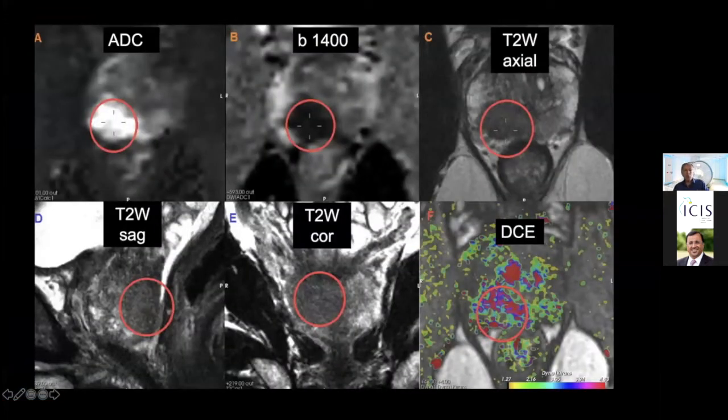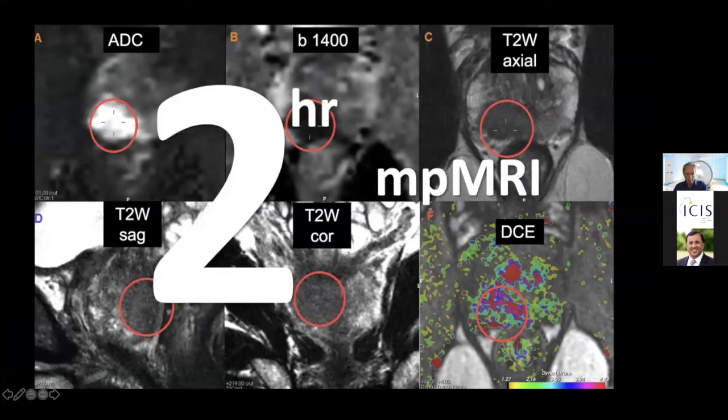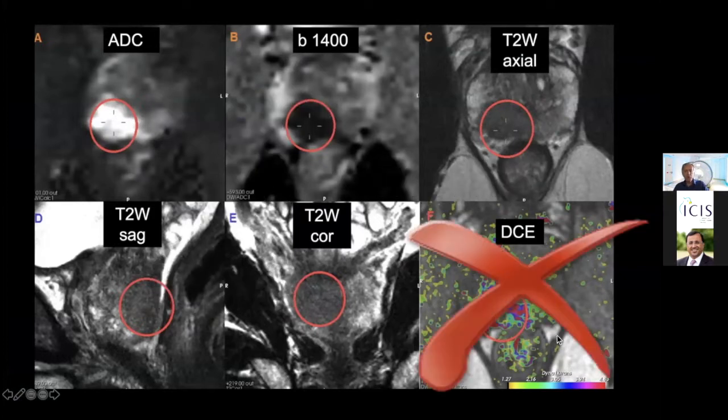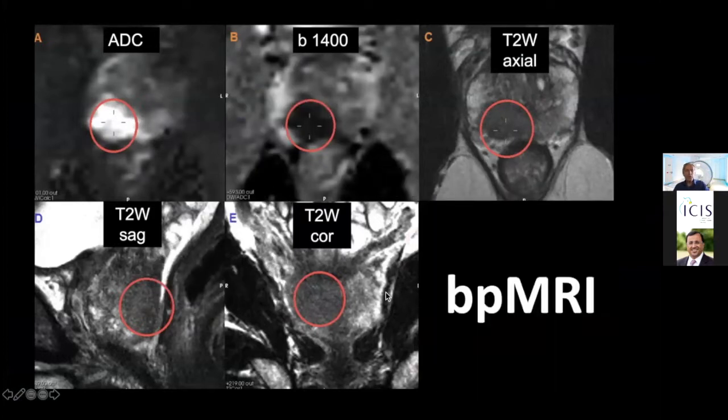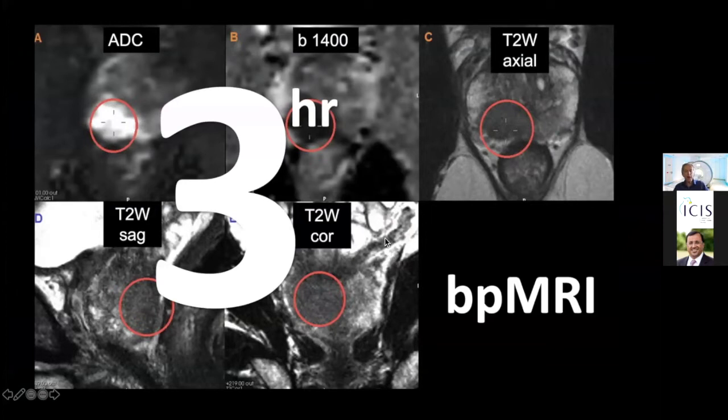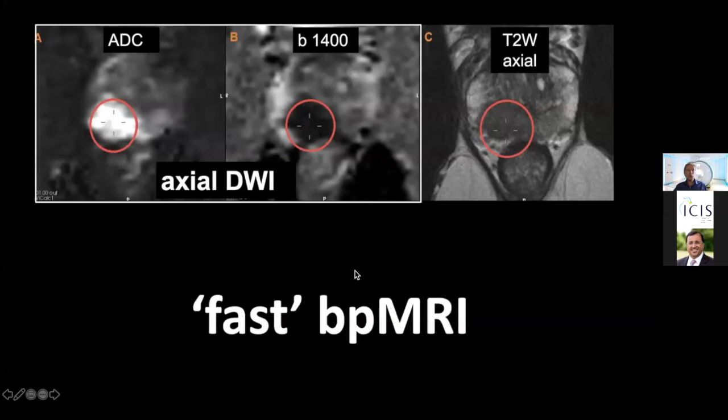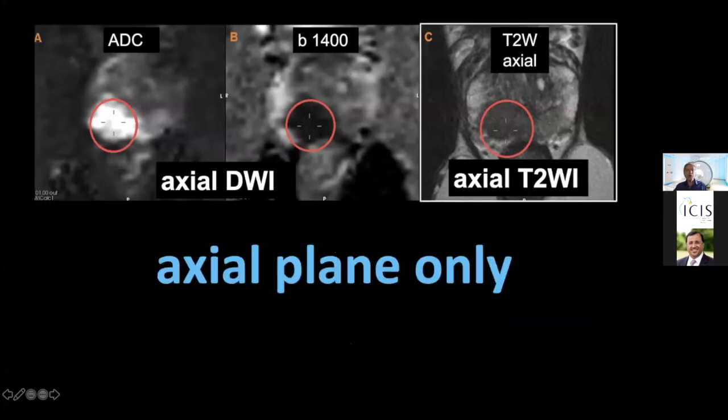This is what you do with multi-parametric MRI. All the sequences, and you do 2 patients per hour. If you reduce DCE, you can speed up to 3 patients per hour. This is biparametric MRI. And if you also delete 2 of the T2 weighted sequences, so only in one plane, so a single plane biparametric MRI, you can do even 4 patients per hour. So fast MRI, 4 patients per hour.